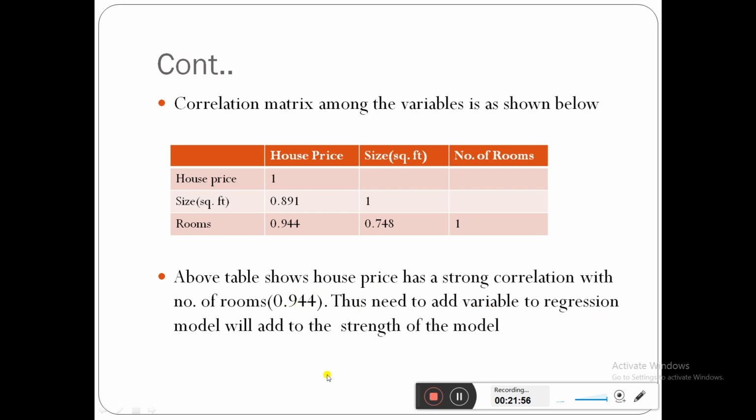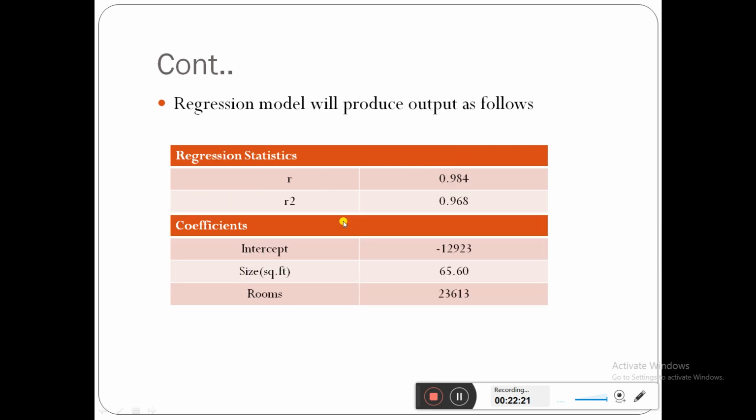Thus we need to add the variable to the regression model, which is going to add to the strength of the model. We can see it is strongly related. The number of rooms is going to be strongly related to the house price. Because of that, we are going to add the number of rooms to the regression model equation.